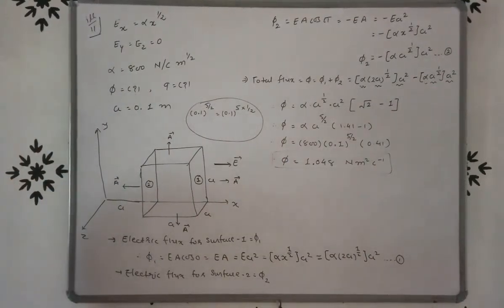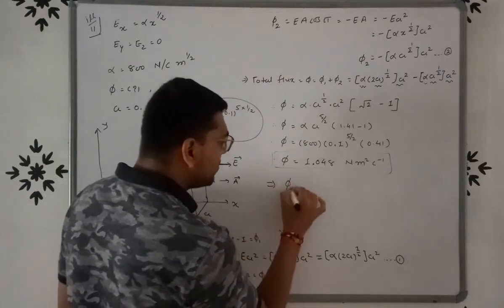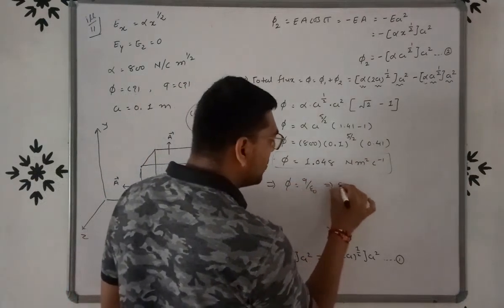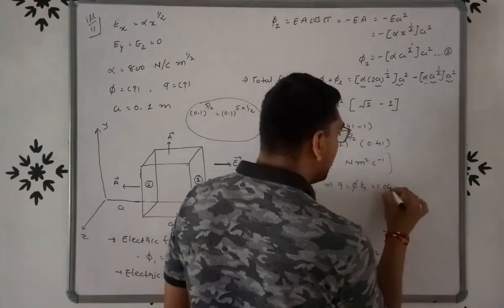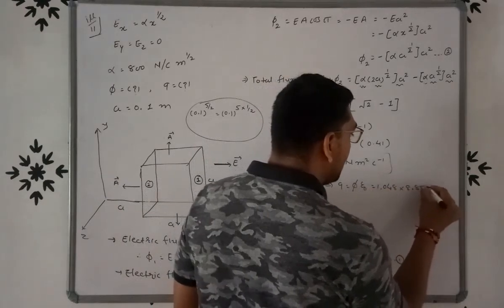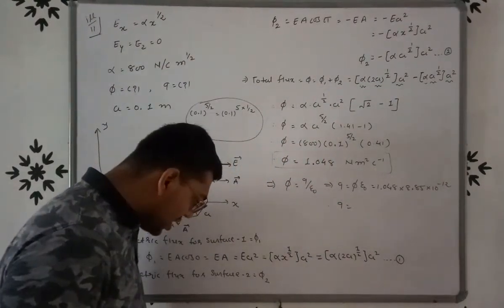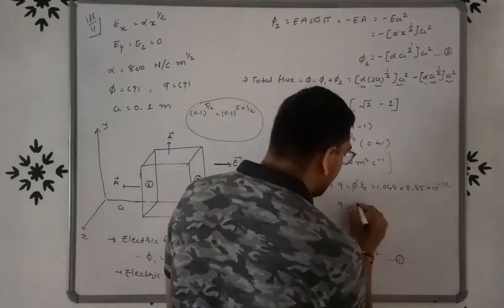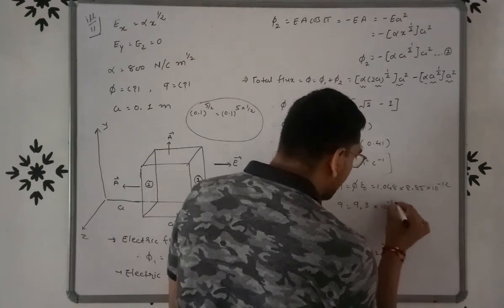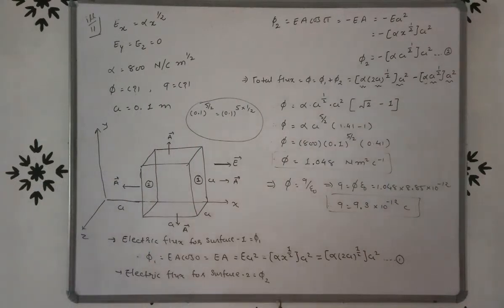Now we have to find the charge. We know the formula phi is equal to Q by epsilon 0, so Q is equal to phi into epsilon 0. The value of phi is 1.048 and epsilon 0 is 8.85 into 10 raised to minus 12. After the calculation, you will get charge Q is equal to 9.3 into 10 raised to minus 12 coulomb.